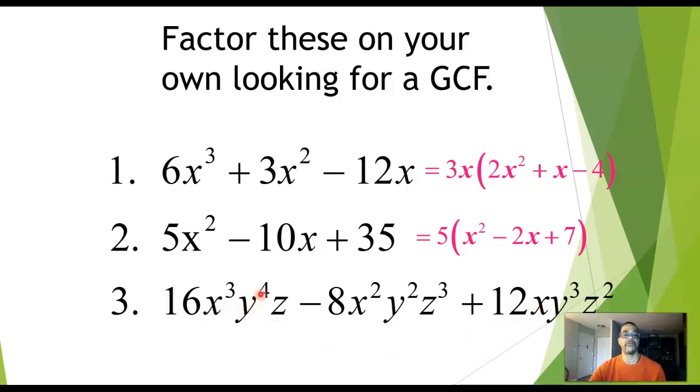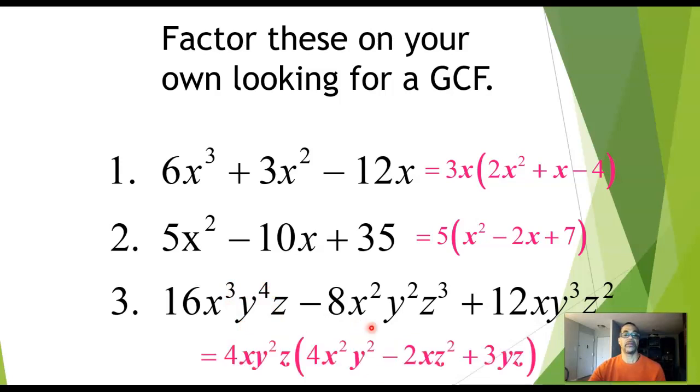Let's look at the y. So we have y to the 4th here, 2, and 3. So y squared is the smallest, so a y squared is going to come out. And now z, we have 1 here, 3 here, 2 there. So z is going to come out. So our GCF is 4x y squared z. And we have to divide that into each one of these terms. So 4x y squared z is our GCF.